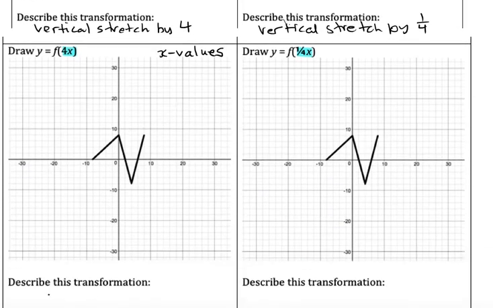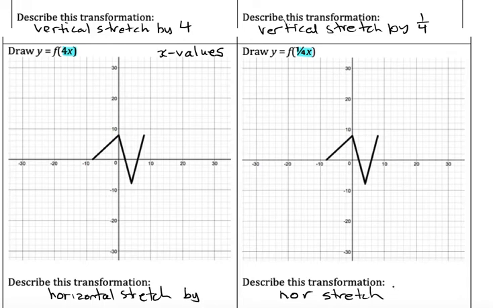So this is going to be a horizontal stretch. But it's not going to be a horizontal stretch by 4. Maybe you already rushed and wrote that, but it's going to be a horizontal stretch by a quarter, okay? As opposed to here, this is going to be a horizontal stretch by 4.